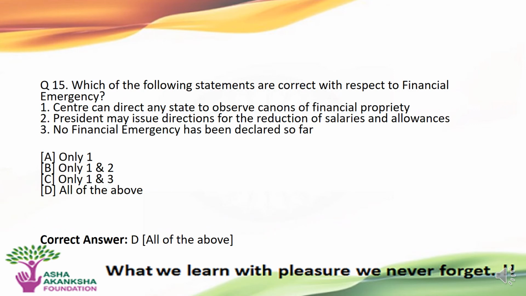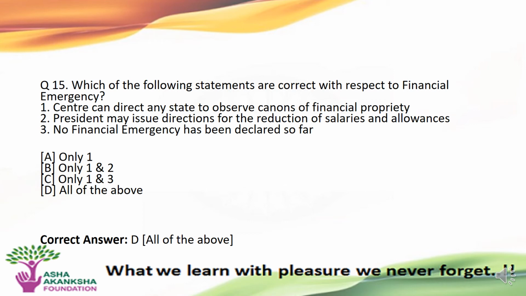The next question is, which of the following statements are true with respect to financial emergency? Statement 1. Center can direct any state to observe canons of financial propriety. Statement 2. President may issue directions for the reduction of salaries and allowances. Statement 3. No financial emergency has been declared so far.